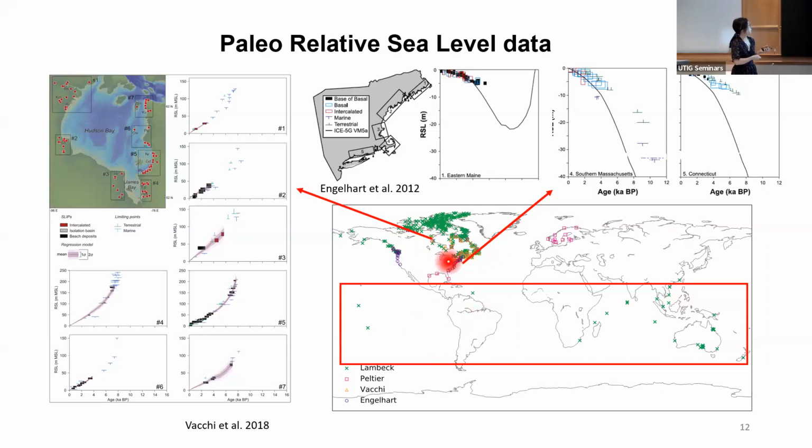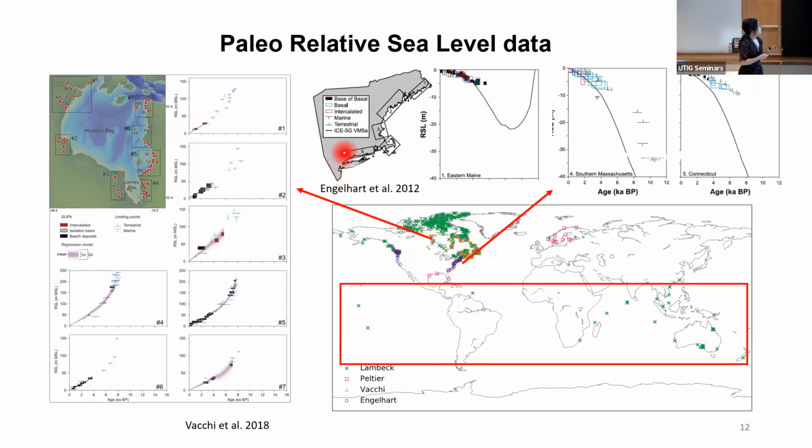Total ice volume constraint. I showed two examples of the relative sea level data sets. One from Vetches, you can see those data around Hudson Bay. The physical pattern is the relative sea level fall around those regions, mainly caused by the land uplift.